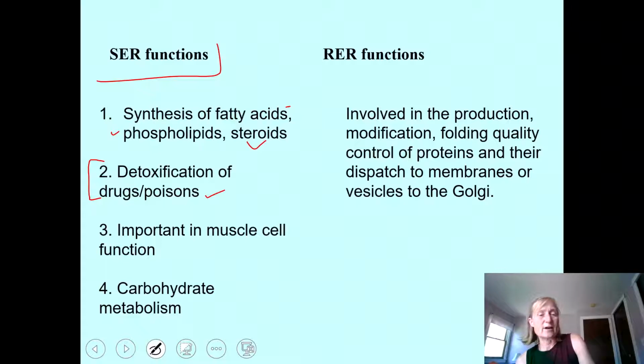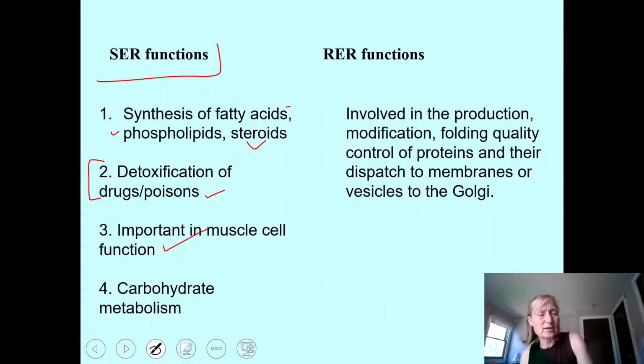Another function of the SER is in muscle cells. In muscle cells, there's a specialized kind of SER called sarcoplasmic reticulum. And that sarcoplasmic reticulum does the job of sequestering or holding in calcium ions and releasing them. And that helps muscle cells to contract and to relax.